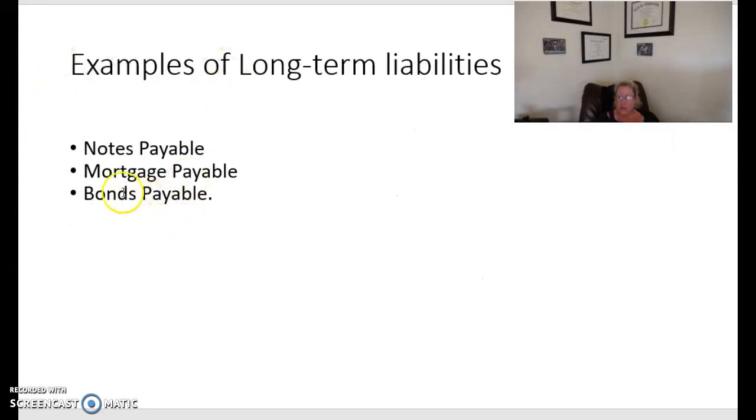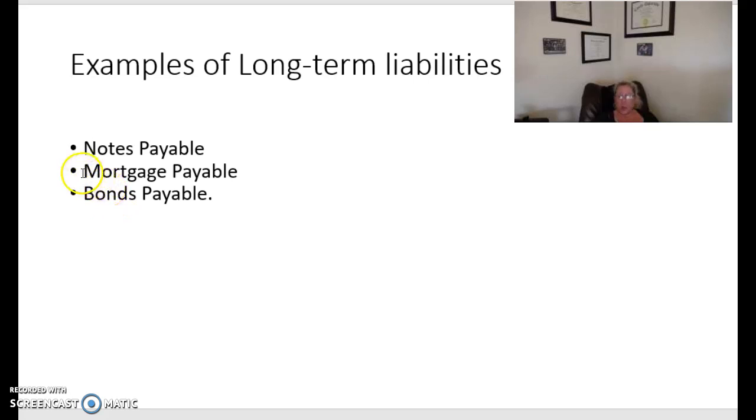Some examples of long-term liabilities: notes payable, mortgage payable, and bonds payable. So often students will confuse accounts payable and notes payable. But remember, there are really two distinguishing things. Accounts payable is typically going to be collected in 30 days or less, and it's not going to have interest. A notes payable is going to be longer term in nature, so at least more than 30 days and probably extending out more than a year. And it is going to bear interest.